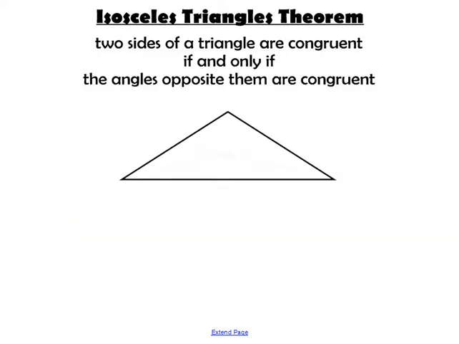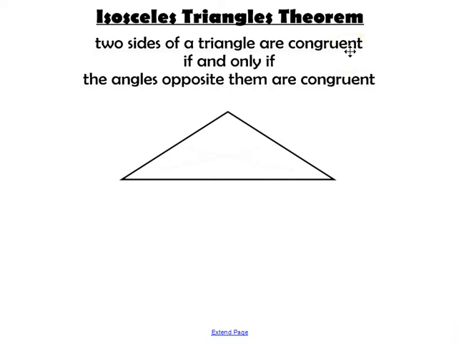The isosceles triangles theorem states two sides of a triangle are congruent if and only if the angles opposite them are congruent. So again, we're reviewing our logic here. This is a biconditional statement. That means the conditional statement and the converse are both true. So if two sides of a triangle are congruent, then the angles opposite them are congruent. And also, if two angles of a triangle are congruent, then the sides opposite them are also congruent.